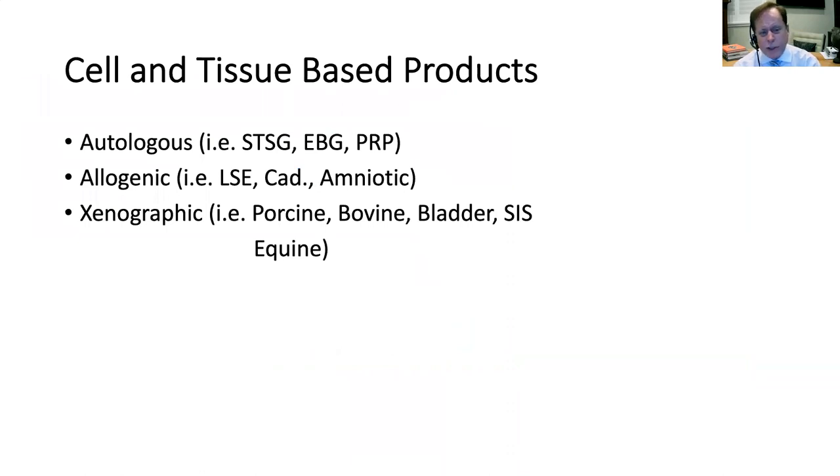So turning our attention to cell and tissue-based therapies, there are three basic types: autologous, which includes split-thickness skin grafts, epidermal blister grafts, and platelet-rich plasma, or PRP. We also have allogenic topicals, like living skin equivalents, cadaveric allografts, and certainly a whole host of amniotic membranes. And lastly, we have the xenografts, which could either be made of porcine, bovine, bladder, equine, etc.